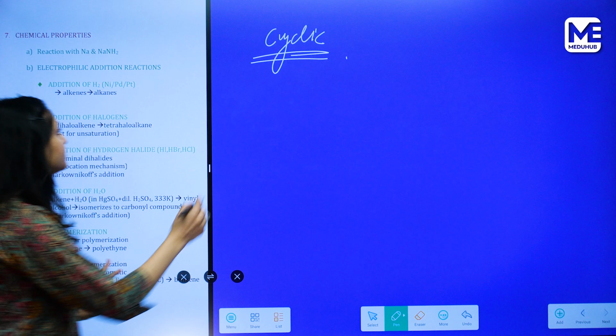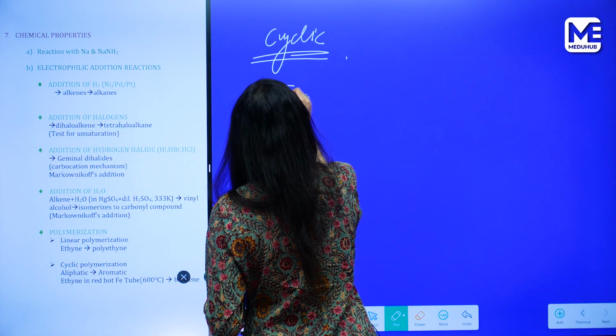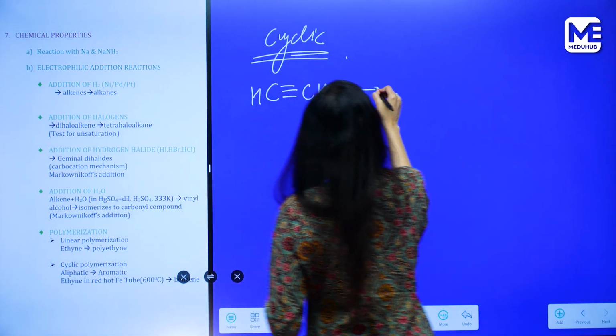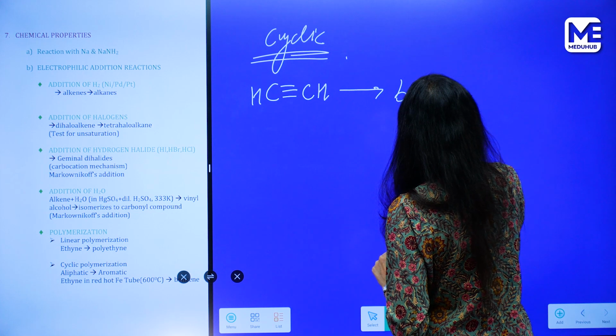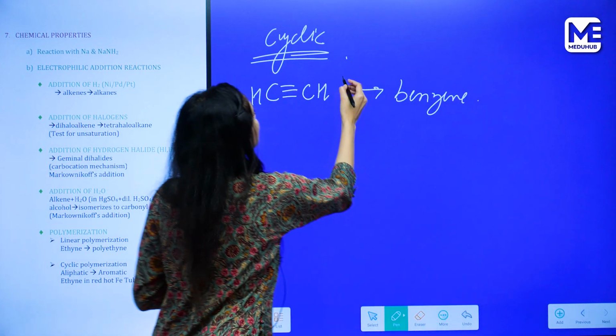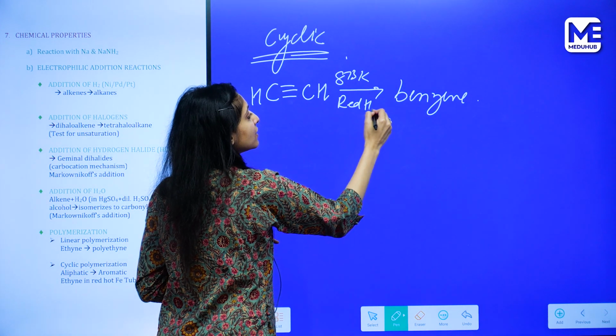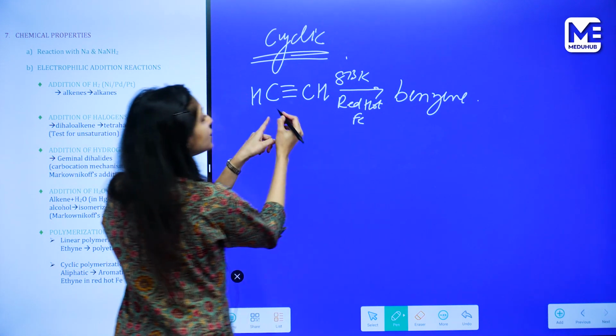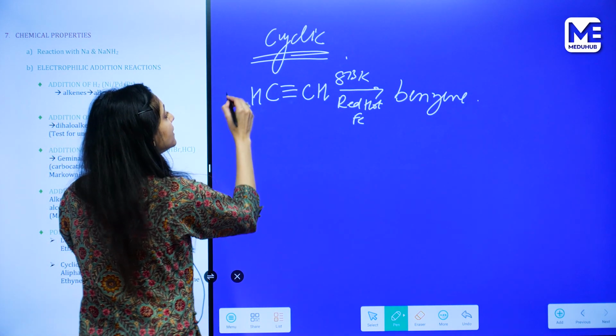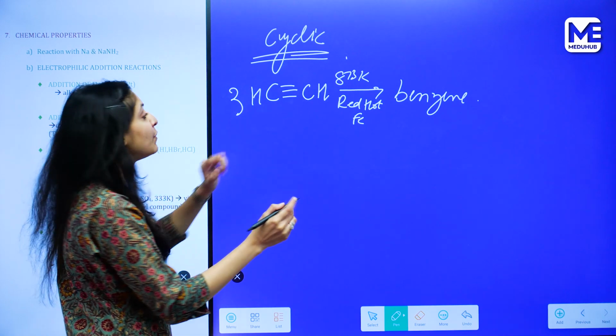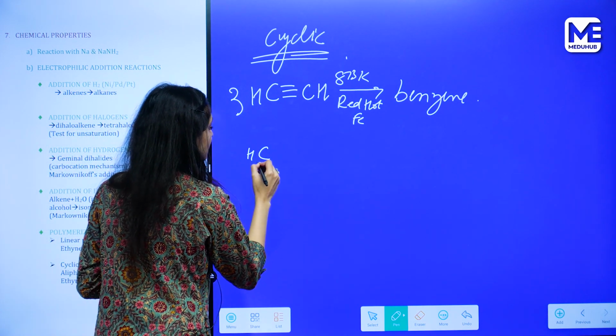We get ethyne will give us benzene. How does this happen? 873 Kelvin, red hot iron tube. If ethyne is passed through a red hot iron tube, 3 molecules of ethyne will polymerize. This can be drawn like this.